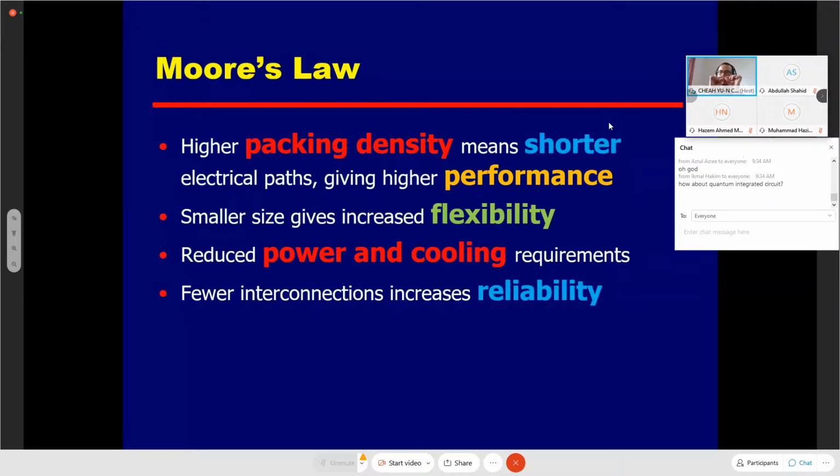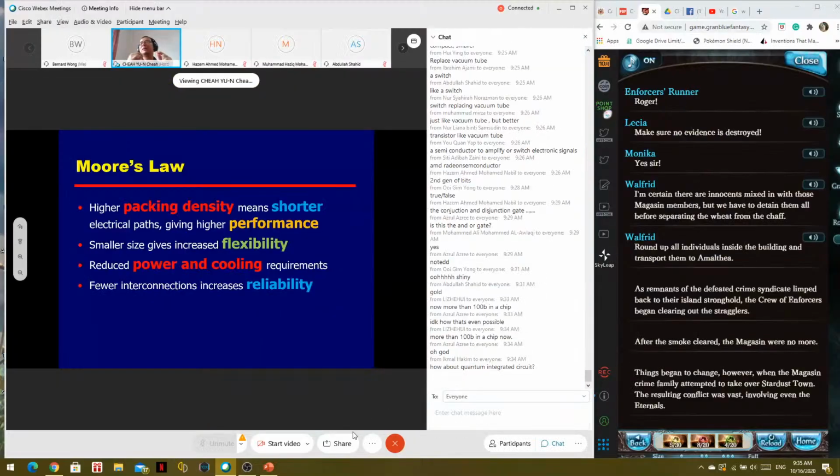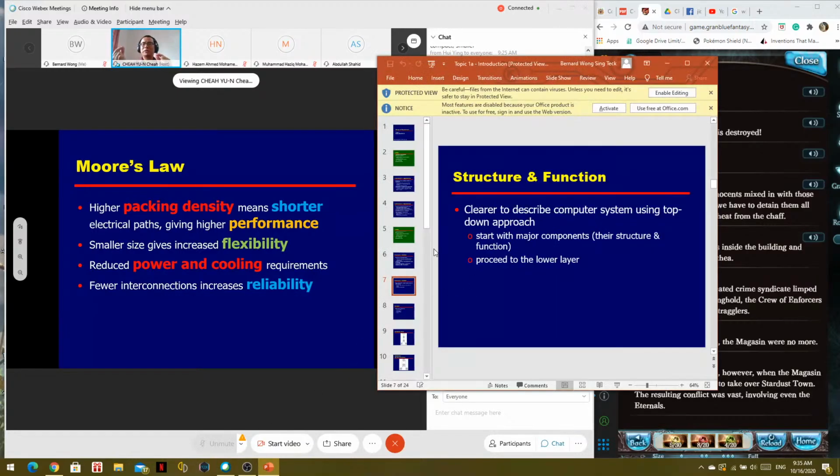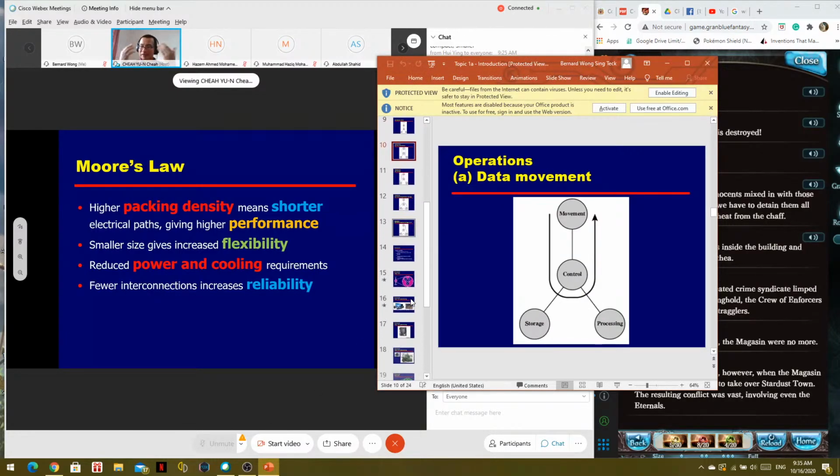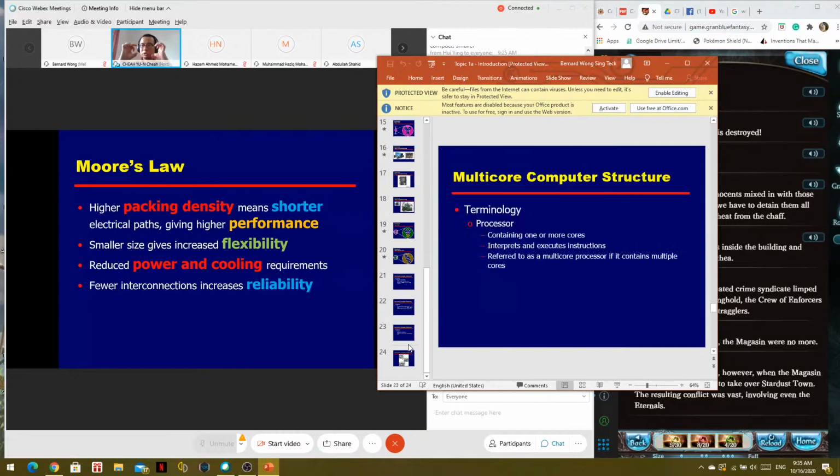Now, when they are closer together, it means the distance is very near, and therefore the signal that needs to travel is shorter. Which means time is being saved, and time being saved means better performance. So that is the idea behind making things smaller as well.